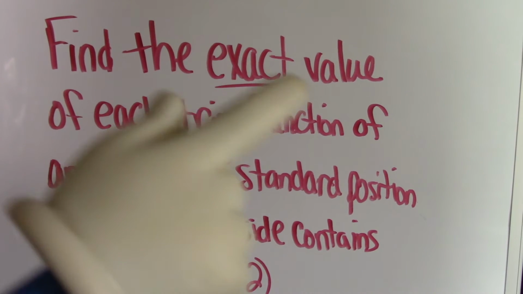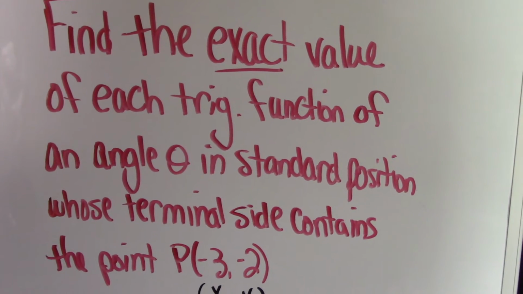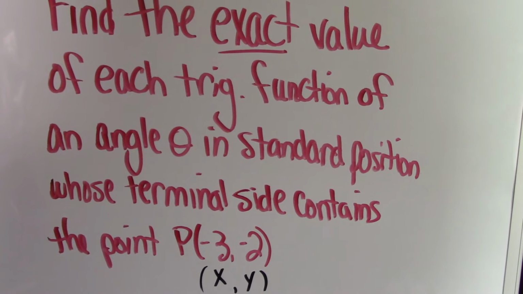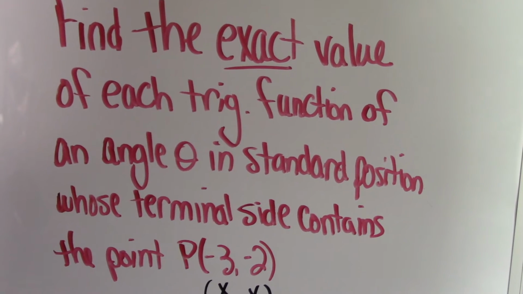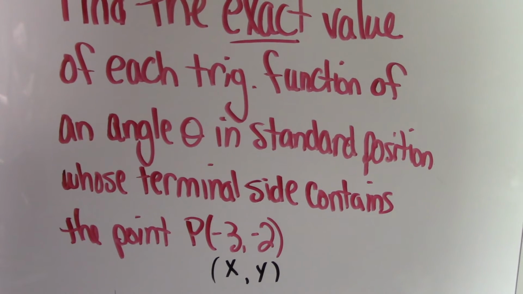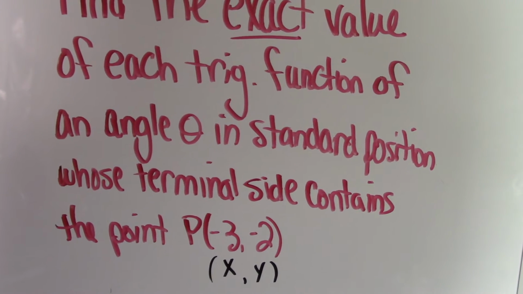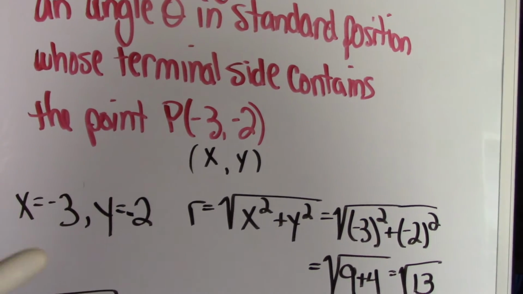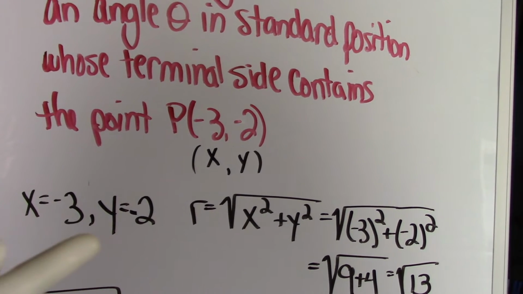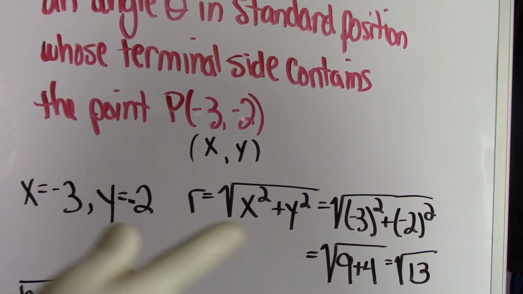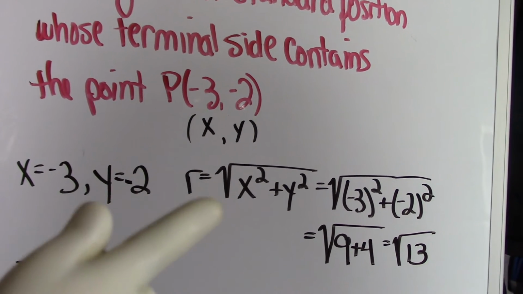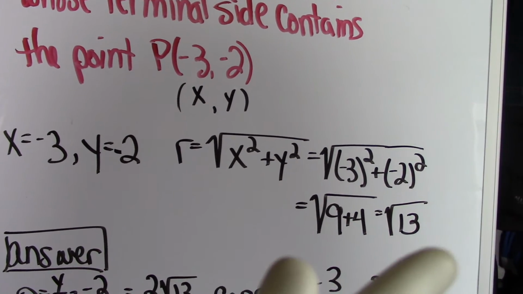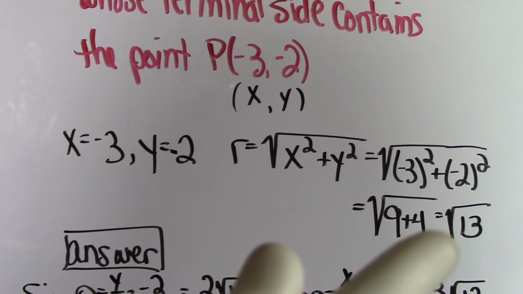Find the exact value of each trig function of an angle theta in standard position whose terminal side contains the point -3, -2. So basically you'll be told to find the exact value of each trig function, and you will be given an ordered pair. So when you are given an ordered pair, we already know x and y. So then we just have to find r. So x is -3 from right there. Y is -2. And r, you just use the little formula that I just gave you. R is equal to the square root of x squared plus y squared. So plug in x, plug in y, square them, add them, take the square root. Just leave it as the square root of 13.